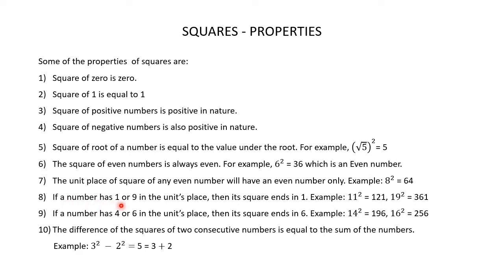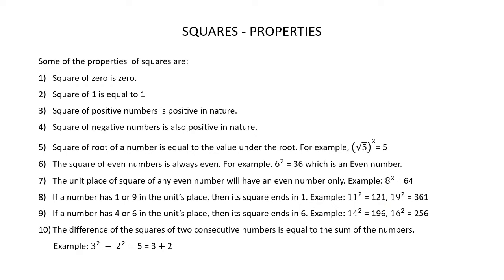If a number has 1 or 9 in the units place, then its square also ends in 1. For example, 11 squared is equal to 121. Now 11 has 1 in its units place, so its square 121 also ends in 1.